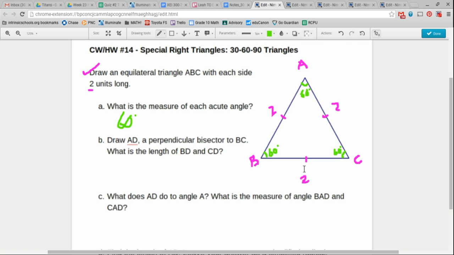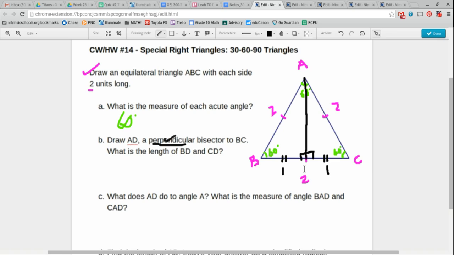For part B, it says draw AD, which is a perpendicular bisector to BC. So I'm going to draw this perpendicular bisector. I'm going to drop a line down from A all the way down to BC. And it says that this is a perpendicular, which means it's going to be making 90-degree angles with BC. And it's bisecting BC. So if it's bisecting the length BC, then each of these two sides will be equal. And if these two sides are equal, then we know what those lengths are going to be. They're each going to be 1 unit long apiece because the whole side length was 2.